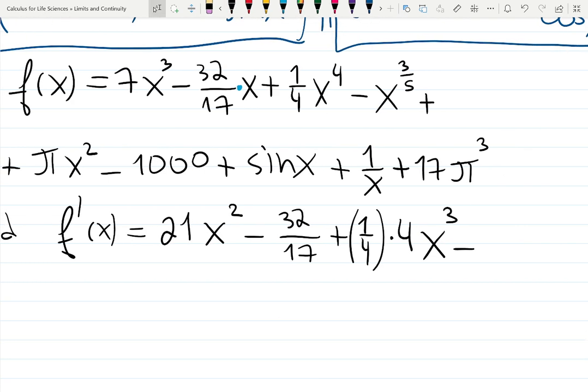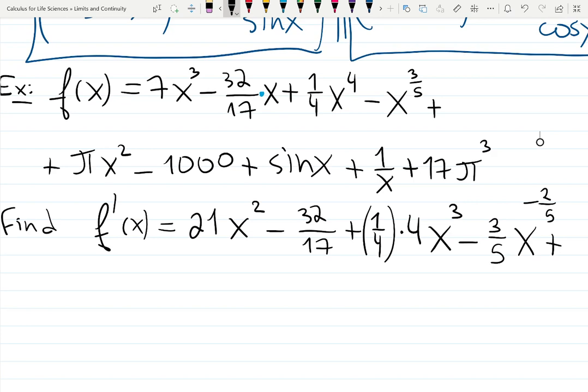Now, x to the 3/5. 3/5 times x to the minus 2/5. Exactly. 3/5 goes down, multiplied. X to the, this is how I say it, 3 over 5 minus 5 over 5, because it's minus 1. 3 over 5 minus 5 over 5 is minus 2 over 5. Make sense?